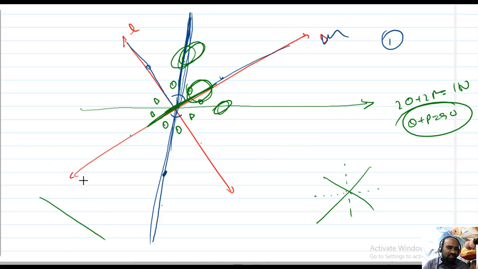What is the meaning of that? Two lines intersect one another. What is the locus of a point which is equidistant from these two intersecting lines? Means I can say a pair of perpendicular angular bisectors. A pair of perpendicular angular bisectors is the required locus. This is also one of the important theorems.